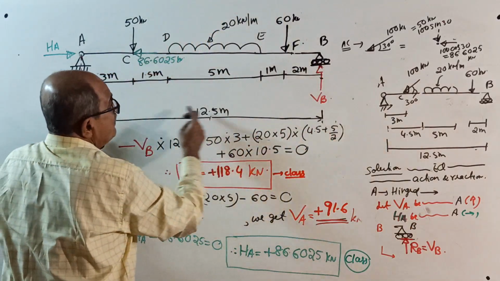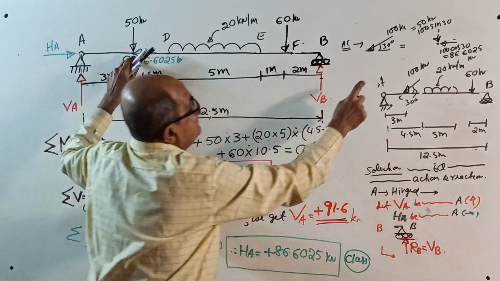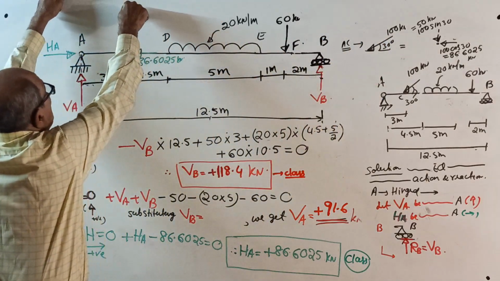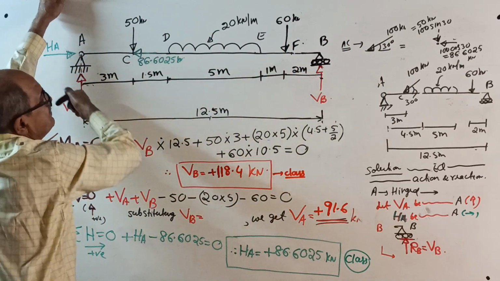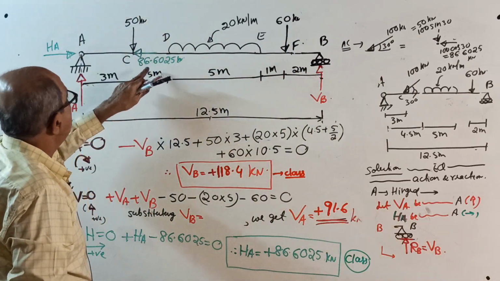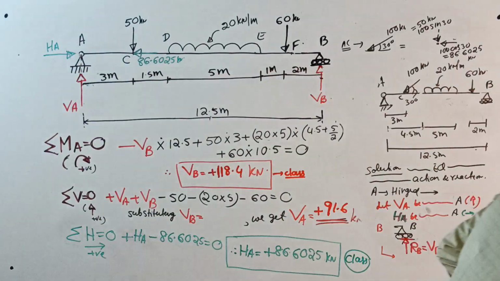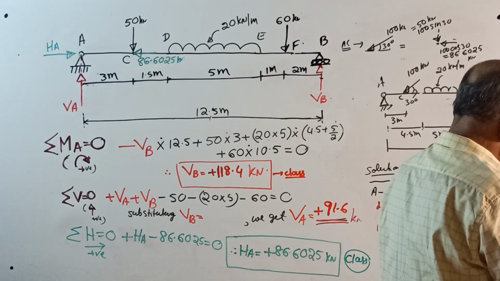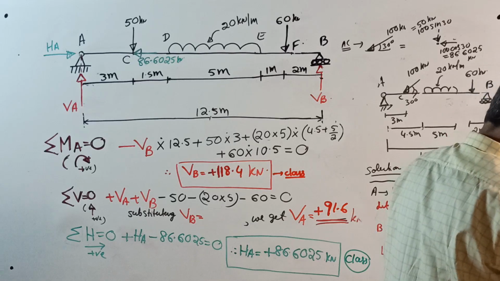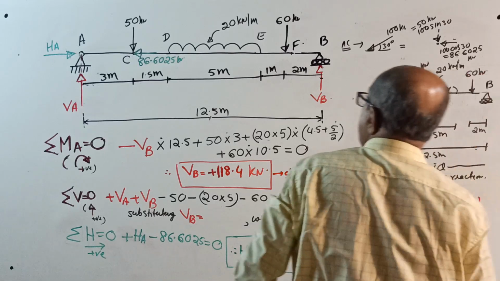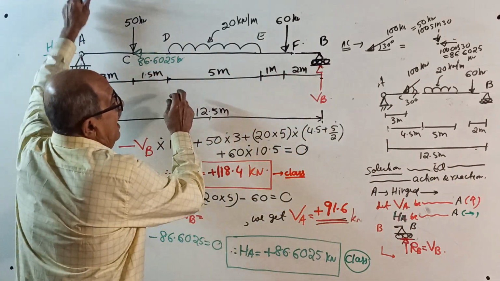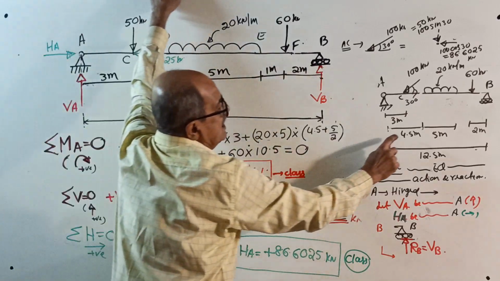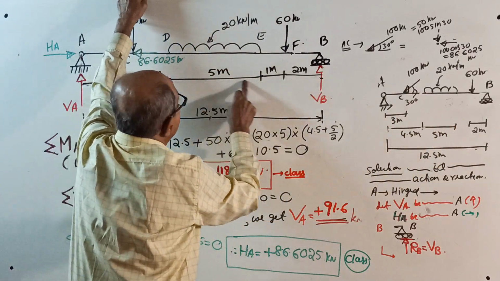Full length is 12.5 meter. At the point C, replace 100 kN by a vertical downward load of 50 kN and a horizontal left side load of 86.6025. Let me check that answer first of all. 100 into cos 30, 86.6025, correct. Then, after some gap, there is a UDL will start. For what length? UDL will start for 5 meter length.